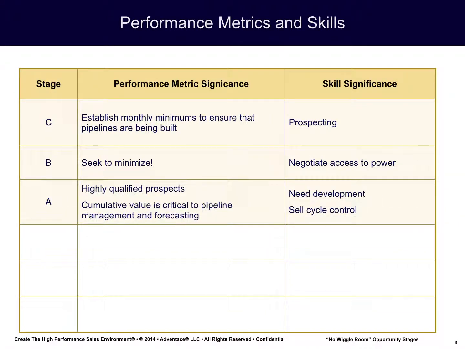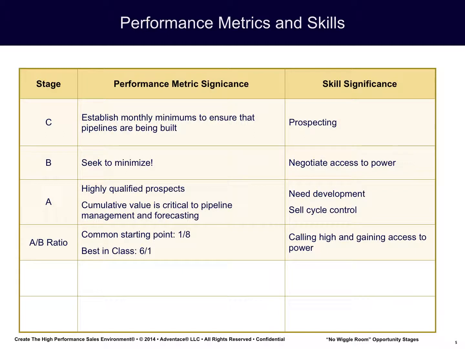Opportunities at the A stage are critical because they're such an excellent predictor of future wins. From a metric perspective, their cumulative value at the individual and organizational level is key to both pipeline management and forecasting accuracy. If your seller can do this, they're good at both need development and sell cycle control.